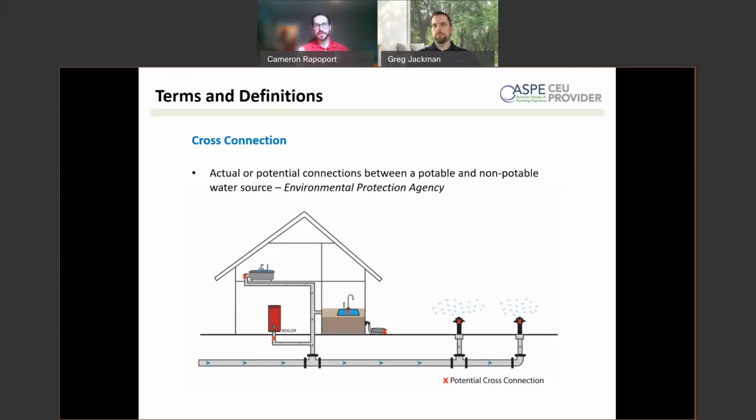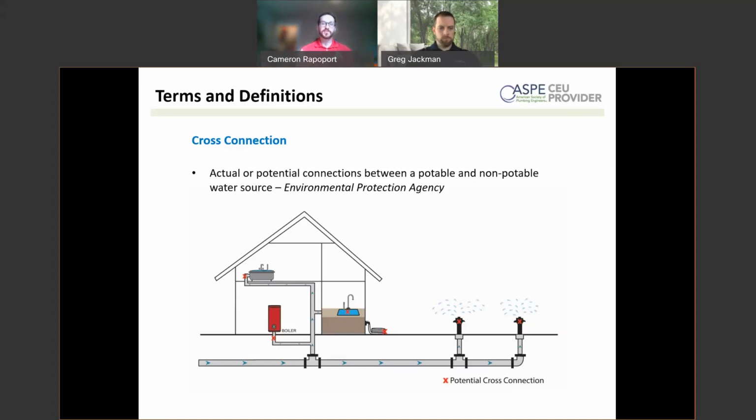It's defined by the EPA as any actual or potential connection between the public water supply and a source of contamination or pollution. So these are hazards to the building occupants and to the users of our potable water distribution system. They can jeopardize the cleanliness and the potability of that public water system in the event of a backflow or back siphonage event. So we're here today because fire sprinklers are cross connections.